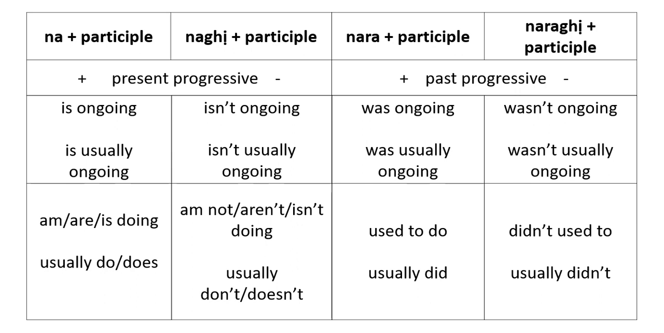Naraghị is the opposite of nara and is used to say that something wasn't ongoing or wasn't usually ongoing. So it's like saying, I didn't used to do something. The process didn't happen in the past. Or that I usually didn't do something. The process wasn't usually happening in the past. Let's move on and see some concrete examples.